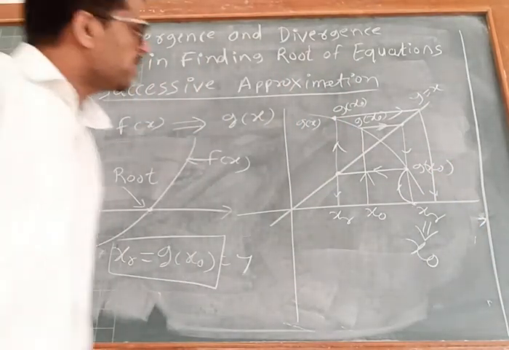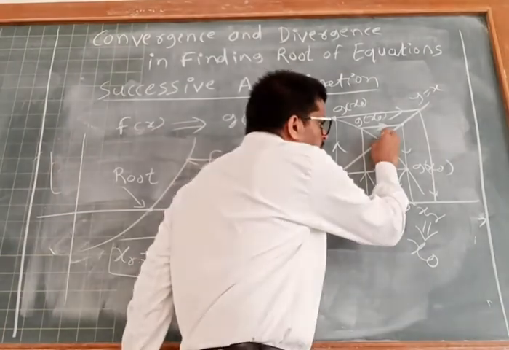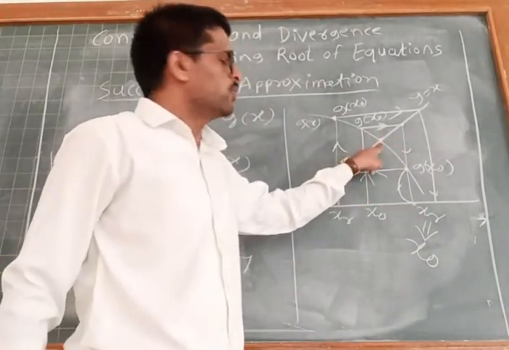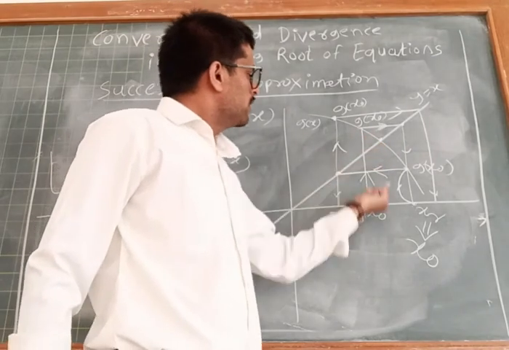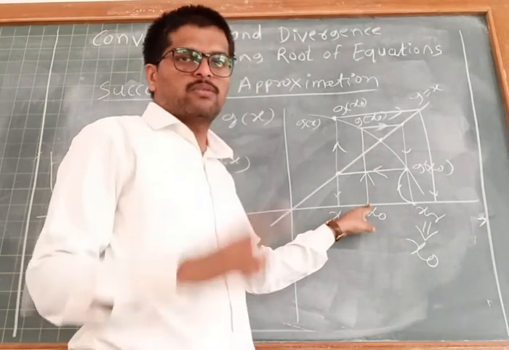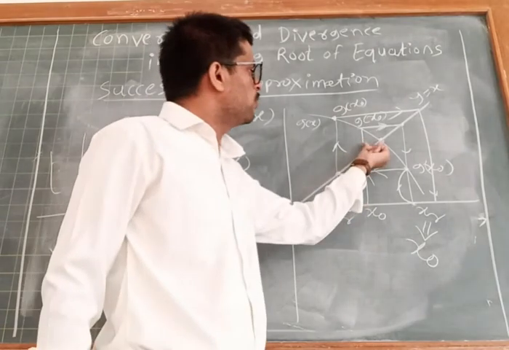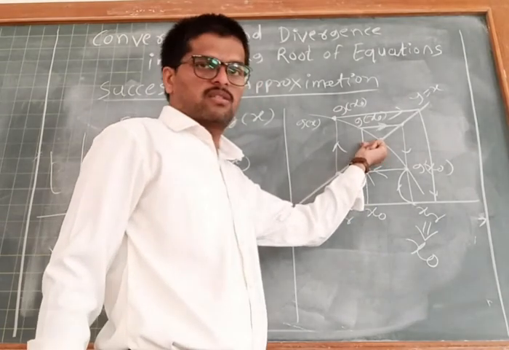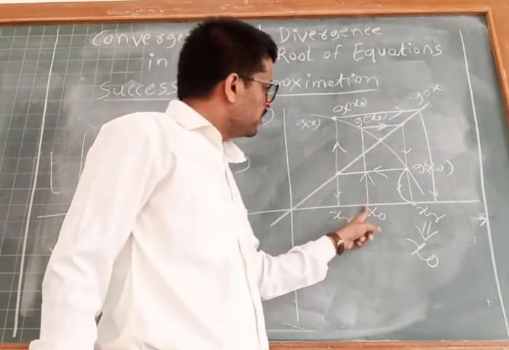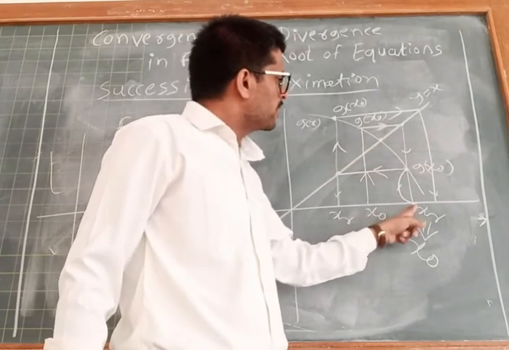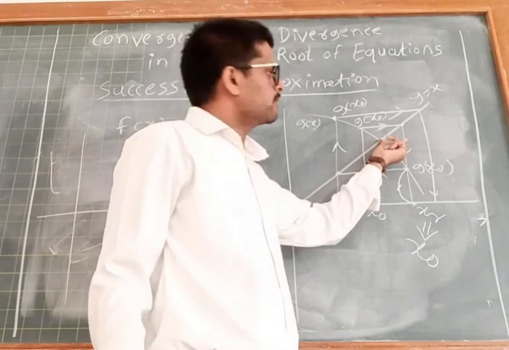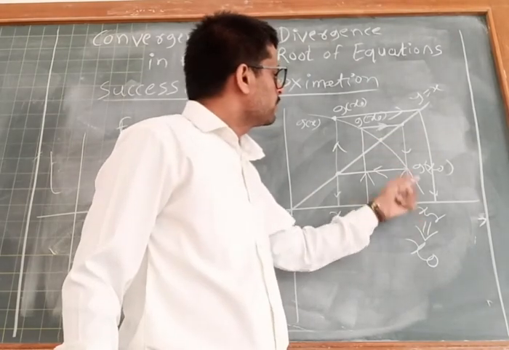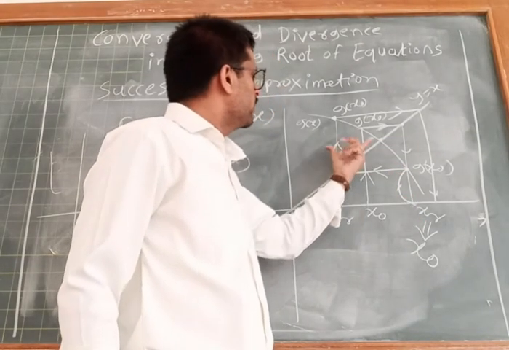So you can observe here, this is the root. We have chosen this value, the initial case, which is near to the root, this much distance. From this, we have got a new value of xr, approximately at the same distance. Again from this, we have got a new answer.